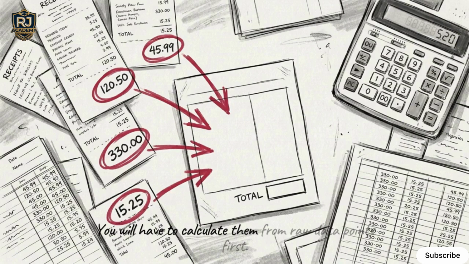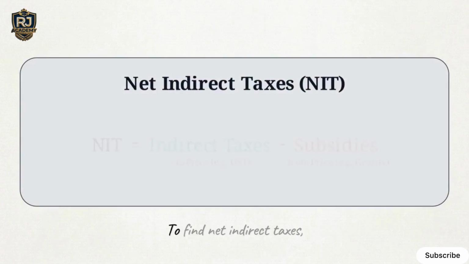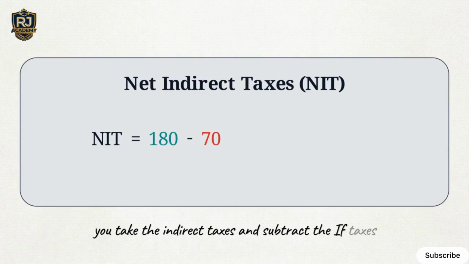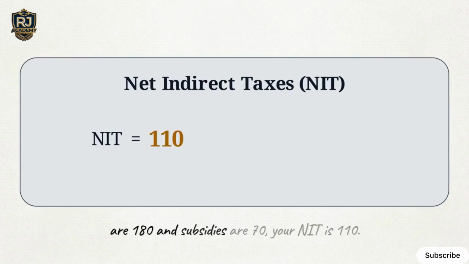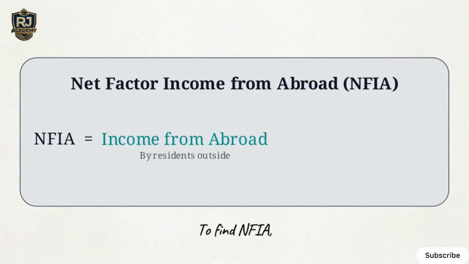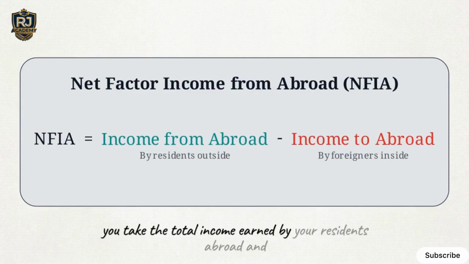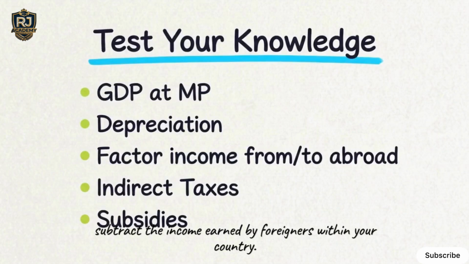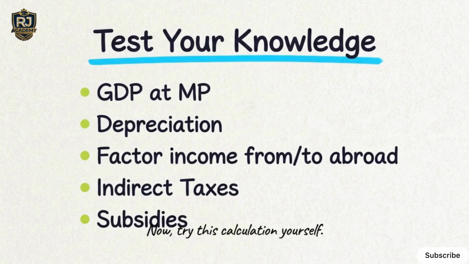In many practical problems, you won't be given the clean variables for NIT or NFIA. You will have to calculate them from raw data points first. To find net indirect taxes, you take the indirect taxes and subtract the subsidies. If taxes are 180 and subsidies are 70, your NIT is 110. To find NFIA, you take the total income earned by your residents abroad and subtract the income earned by foreigners within your country.